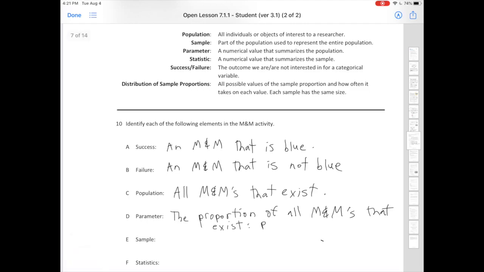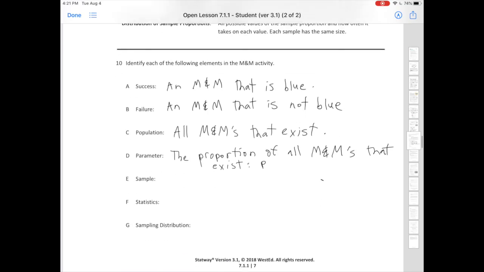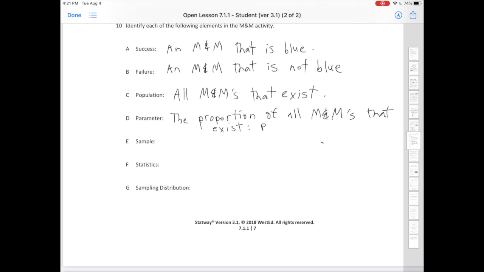Okay, what would be our sample? Remember, the sample is the part of the population that we use to represent the entire population. So what was our sample in this problem? Well, the cup had 25 M&Ms in it, right? So that would be 25 M&Ms in a cup. That would be our sample.